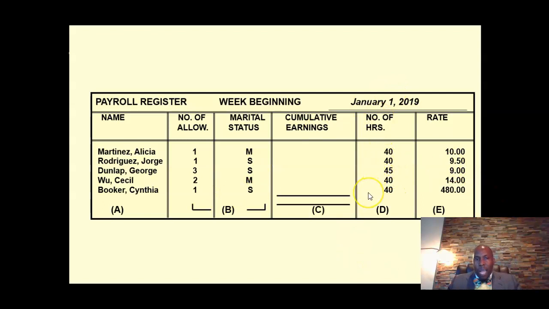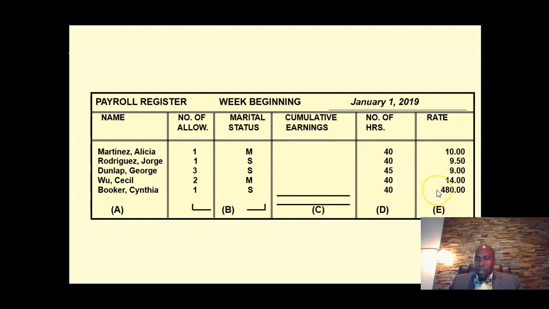As we continue in the 2019 tax year, we will show how much each employee has earned year to date. Next, we're showing the hours worked by each of our 5 employees. Notice that George worked 45 hours, therefore he will have both regular earnings as well as overtime earnings. And this is showing each employee's rate of pay. Now look at Cynthia. This says 480.